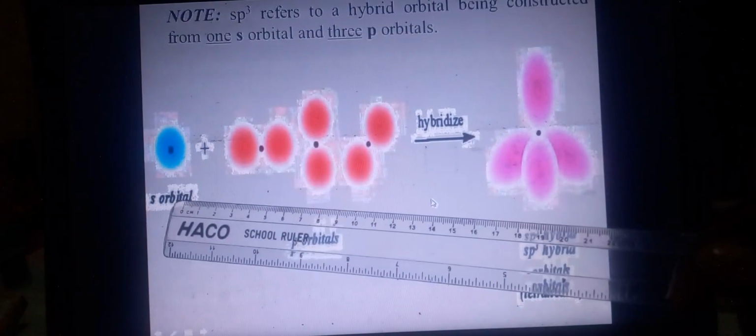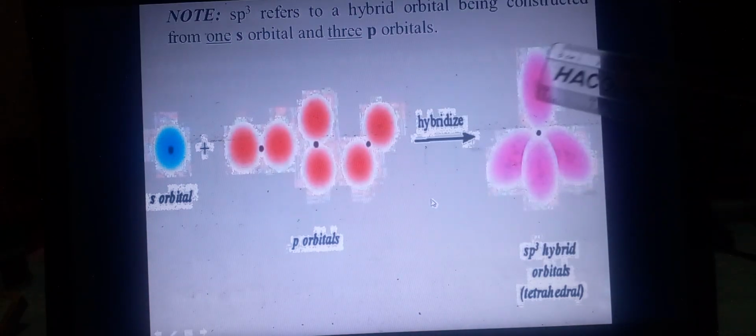So you can see 2s, then these ones are 2p orbitals. So 1, 2, 3, there are 3, then with 1s. When they combine, they will form this kind of shape. It's called tetrahedral. They are normally identical. We have 1, 2, 3, 4. So these are identical hybrid orbitals.